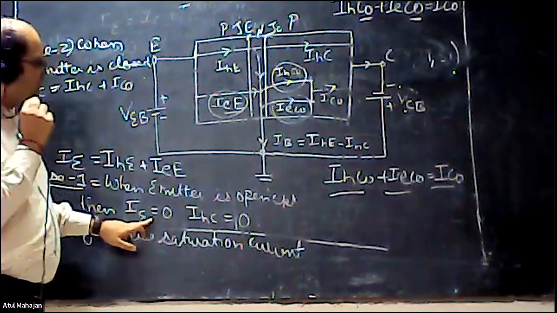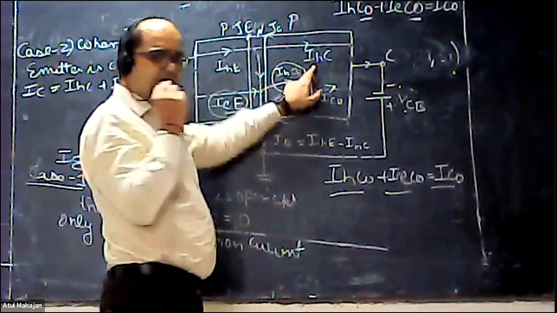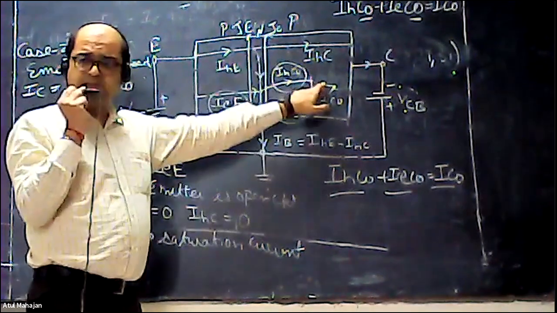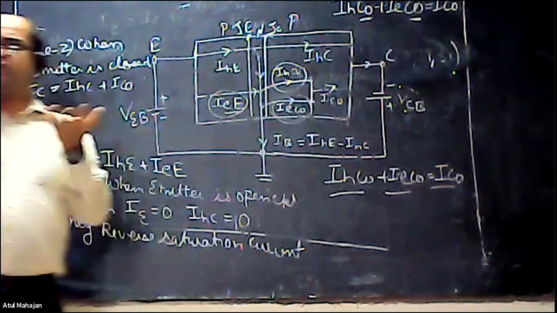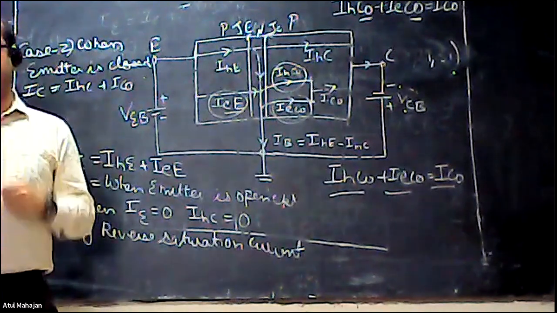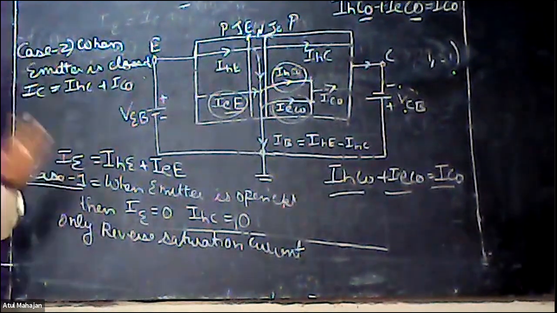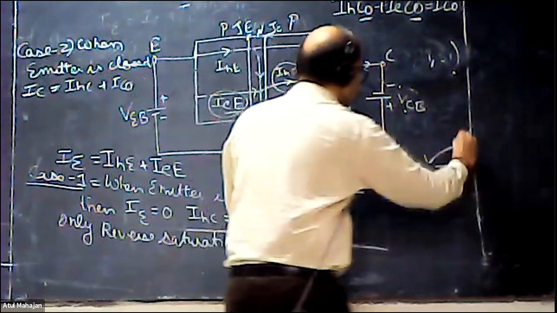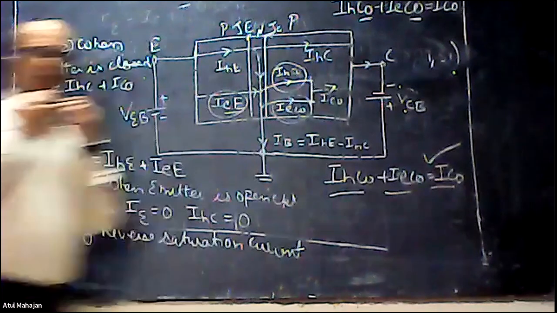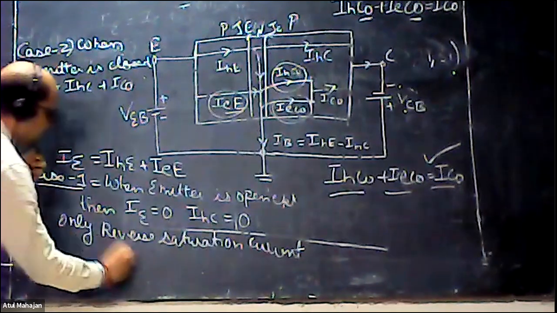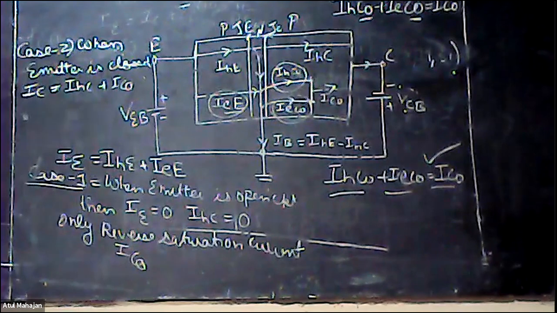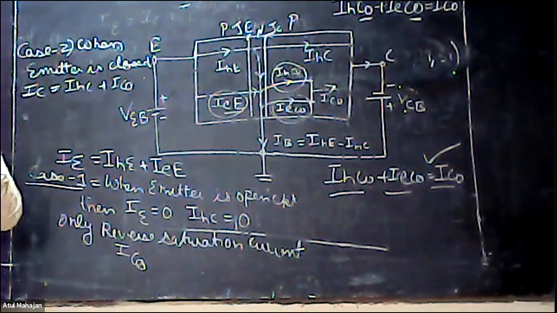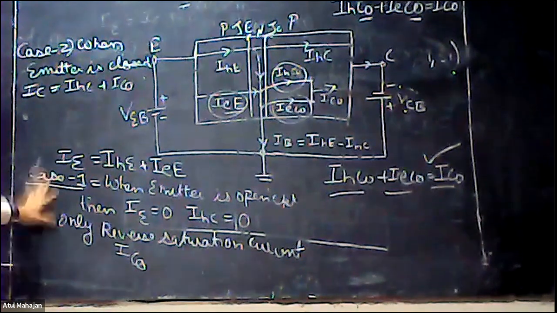And if this value is 0, then IHC will also be equal to 0. Then what will the current be when the emitter is open? When the emitter is open, only the reverse saturation current, that is ICO, will flow. Only ICO flows when the emitter is open. This is the first case.